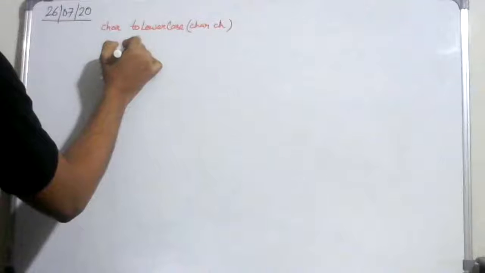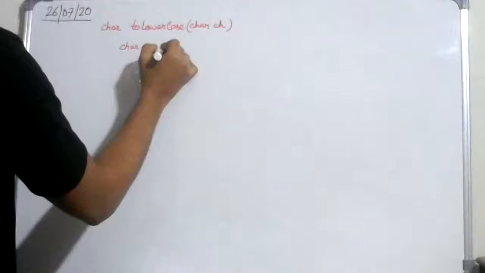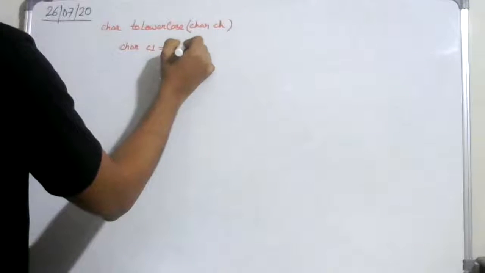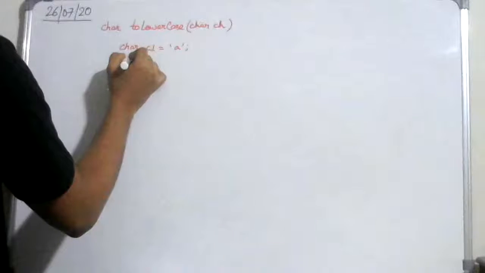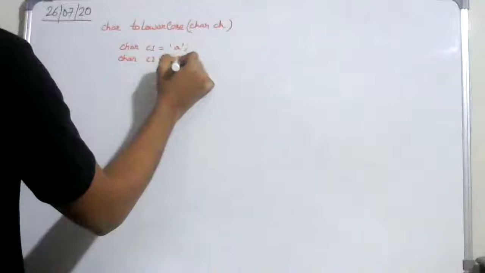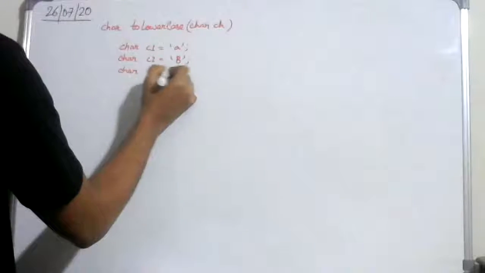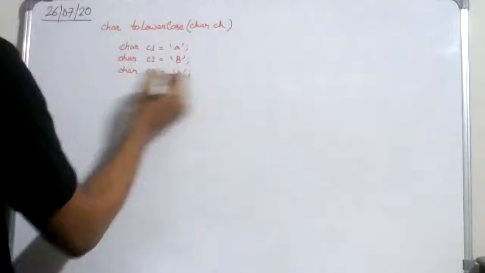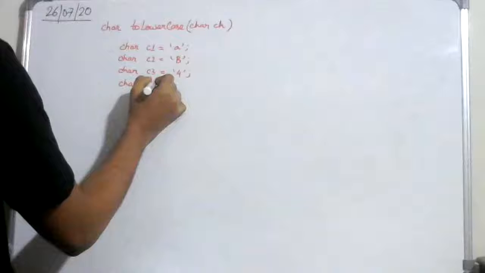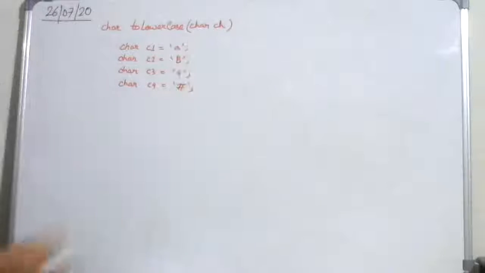Let's say I have certain character values: char c1, char c2, char c3, and char c4. Let's say I have these four character values stored in four different character variables.